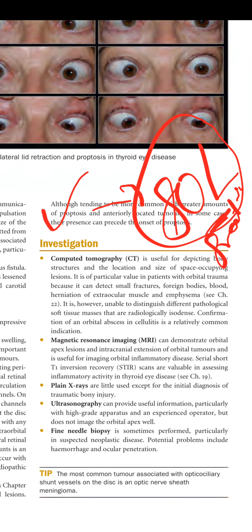Plain X-rays are little used except for the initial diagnosis of traumatic bone injury. Ultrasonography can provide useful information, particularly with an experienced operator, but does not image the orbital apex well. Fine needle biopsy is sometimes performed, particularly in suspected neoplastic disease. Potential problems include hemorrhage and ocular penetration. Tip: the most common tumor associated with optociliary shunt vessels on the disc is an optic nerve sheath meningioma.